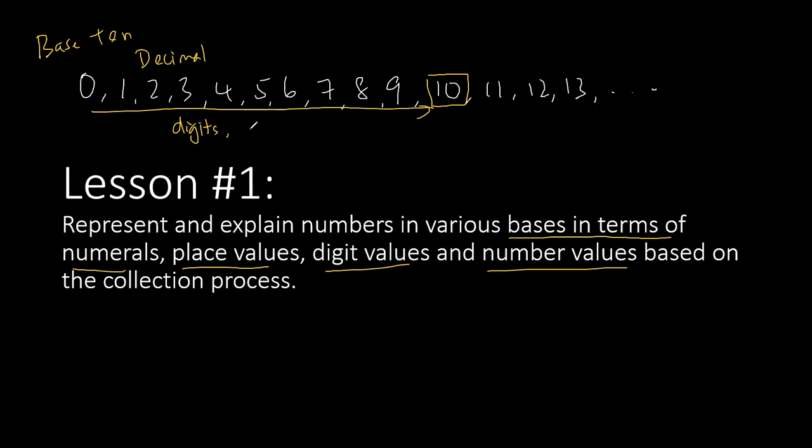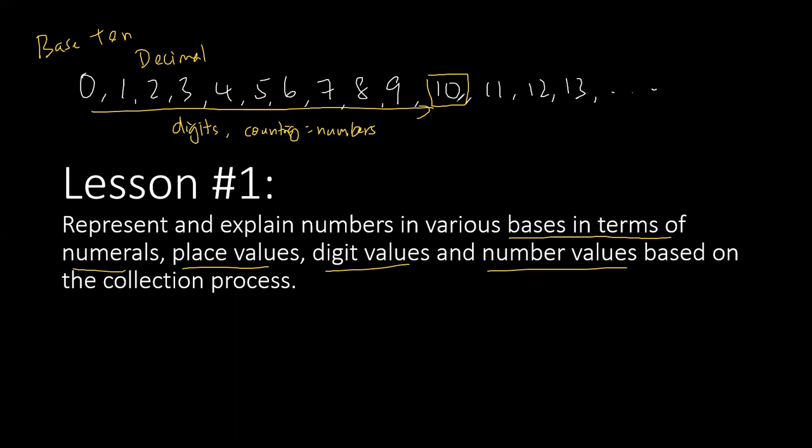When it comes to counting, they are numbers as well. So please differentiate between digits and numbers. 0 until 9, they are digits. But when you do counting, they are considered as numbers as well.